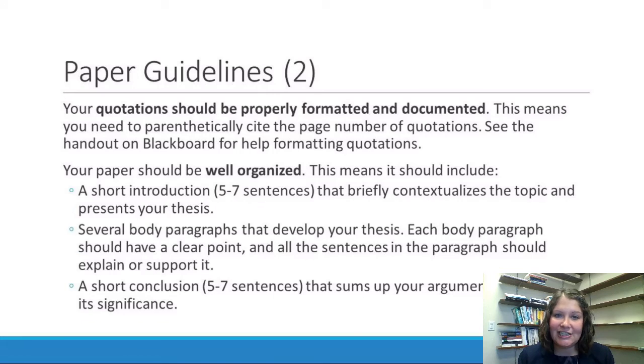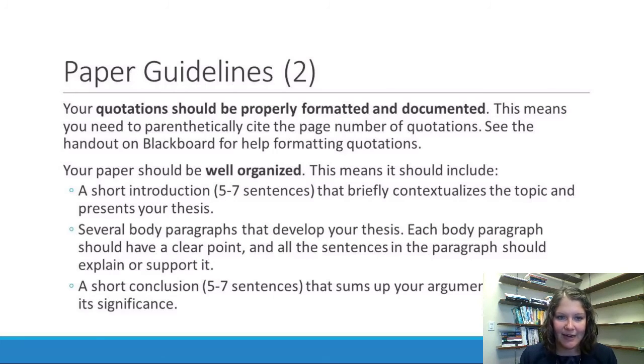And then your quotations should be properly formatted and documented. So this means you need to parenthetically cite the page number of quotations, and there is a handout on Blackboard that shows you how to do this. Your paper should also be well organized, and generally speaking, this means it should have a short introduction. Usually that means around 5 to 7 sentences that briefly contextualizes the topic. So it introduces your topic, shows why it's important, and then presents your thesis, or that summary of your argument. It should have several body paragraphs that develop your thesis.